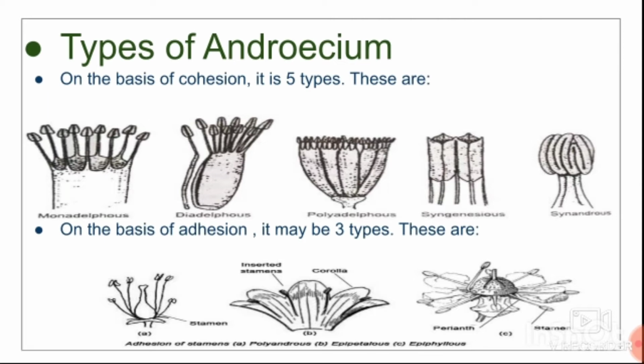On the basis of adhesion, it may be three types. These are epiphyllous, where the stamens are attached to or arise from perianth. Example, Polianthes tuberosa. Number 2. Epipetalous, the stamens are attached to or arise from petals. Example, Solanum nigrum of Solanaceae.